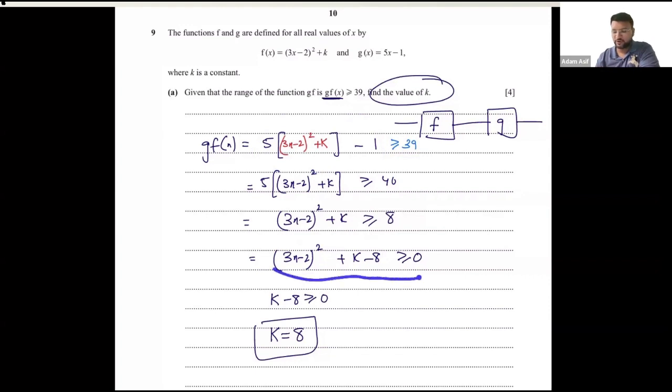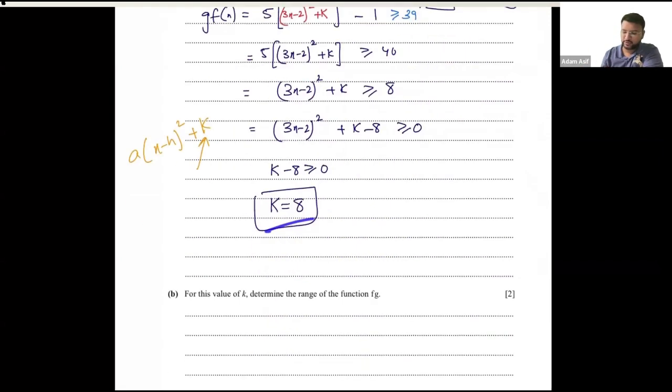This was a completing square form. मैंने इसको completing square form के तरीके से देखा है. ठीक है. Completing square form क्या थी? A times x minus a the whole thing square plus k, where this is the y coordinate of the turning point. So if I want this quadratic function to be greater than equal to 0, then the y coordinate of the turning point should be greater than equal to 0. So k value should be 8.